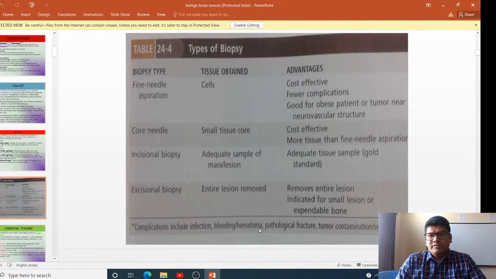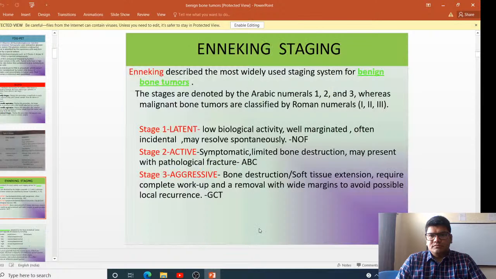So these are the types of biopsy. So next comes the staging. Staging is done by Enneking. Enneking describes the most widely used staging system for benign tumors. Stage 1 is latent, stage 2 is active, stage 3 is aggressive.